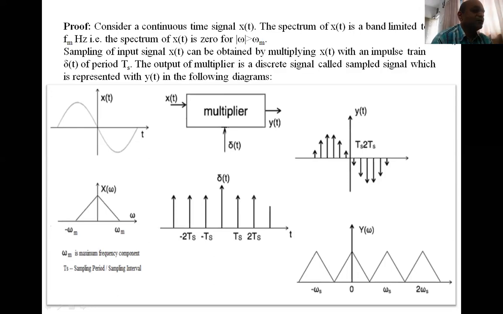For now just understand that we have a continuous time signal carrying the message. So x of t is a continuous time signal, it carries a message, and its Fourier transform is like this, non-zero between minus omega m and omega m. Also note that omega m is the maximum frequency component of the message signal x of t.